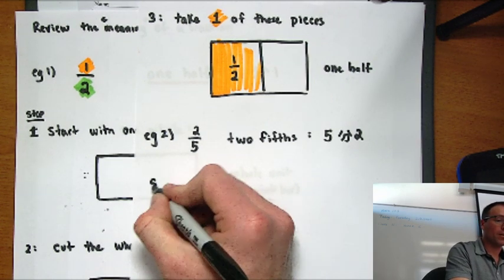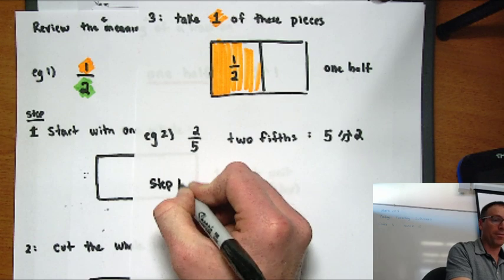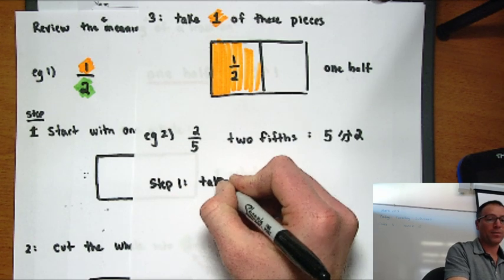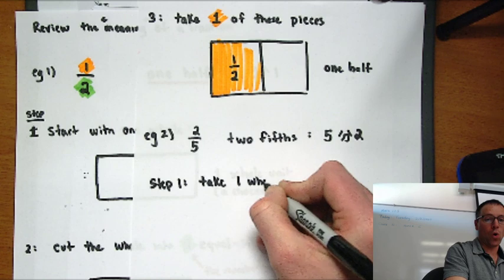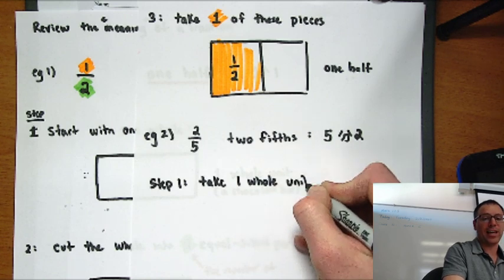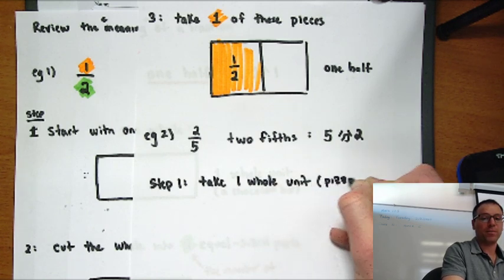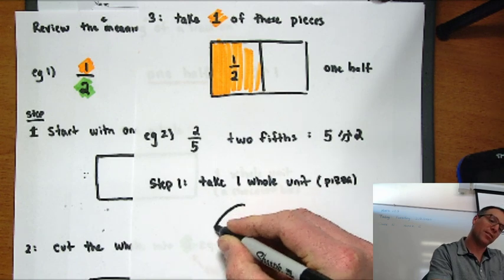It's one whole. Step 1. Take one whole unit. And in this case, we're thinking pizza. Okay, so we've got a whole pizza.